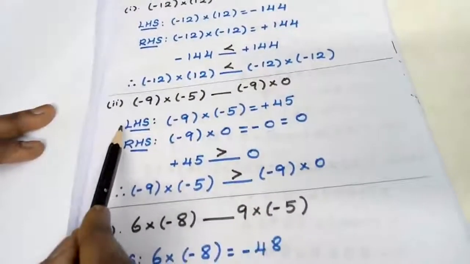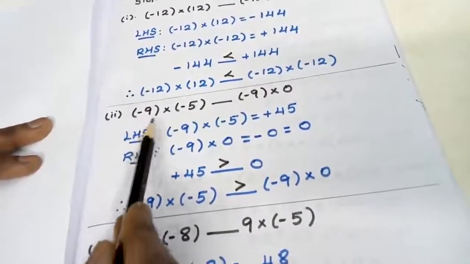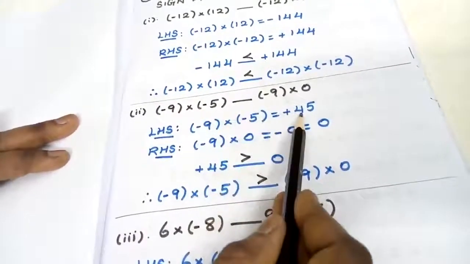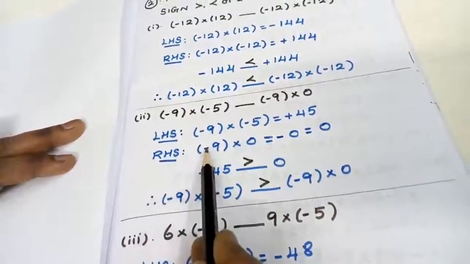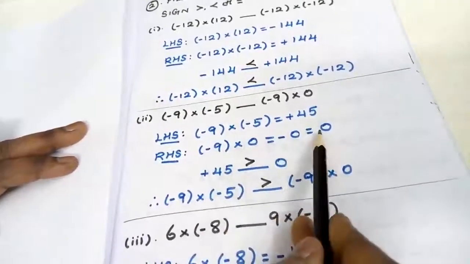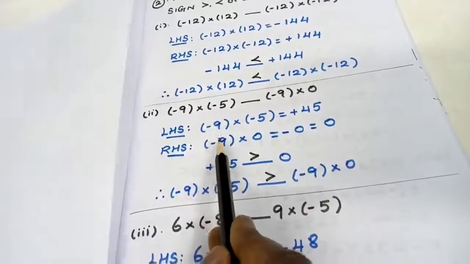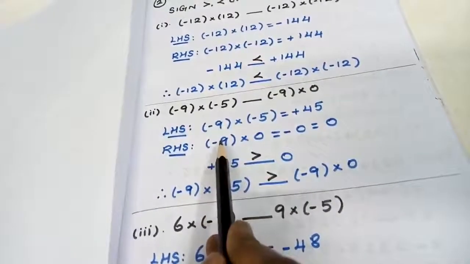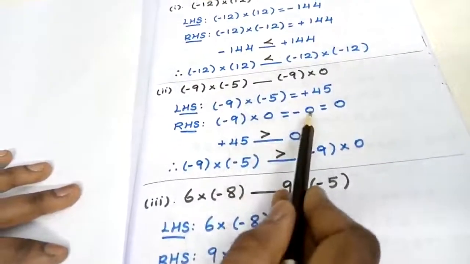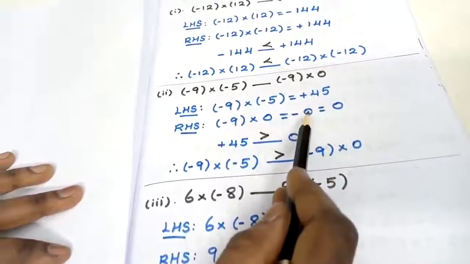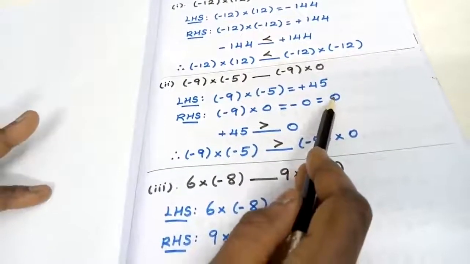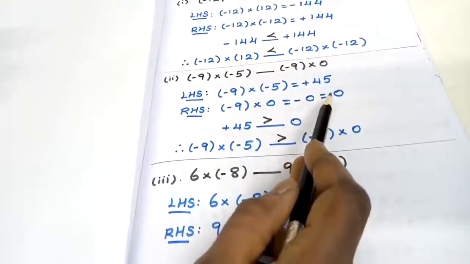Coming to the second question. On the left hand side, minus into minus is plus, 9 fives are 45. On the right hand side, minus into 0. Any value into 0 is going to be 0, but I told you that you must calculate the sign, so I am doing the calculation for you. Minus into plus is minus, 9 into 0 is 0. The speciality of 0 is that minus 0 and plus 0 are both the same. So I am going to write only equal to. By default, you will have it as positive 0.